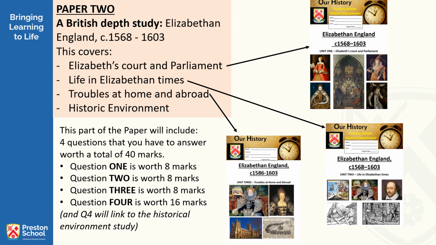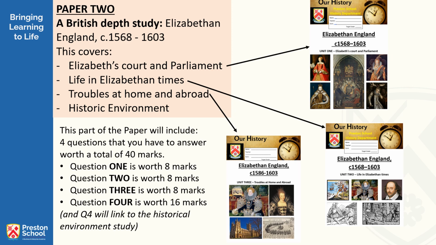So this is focusing on the religious problems that Elizabeth faced, as well as problems from foreign countries such as Spain with the Spanish Armada. The fourth topic is the historic environment. The historic environment changes every year, so it's impossible to say what it's going to be at the moment. However, there's always information packs provided by AQA themselves in order to help us teach this really effectively.